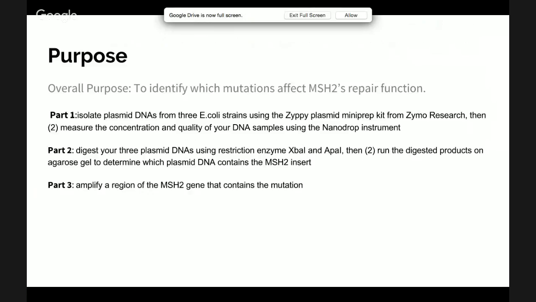So part 1, we isolated the plasmid DNAs from 3 E. coli strains using the Zippy Plasmid Miniprep kit from Zymo Research. Then we measured the concentration and quality of our DNA samples using the NanoDrop instrument. And then part 2, we digested 3 DNA plasmids using restriction enzymes XbaI and ApaI.